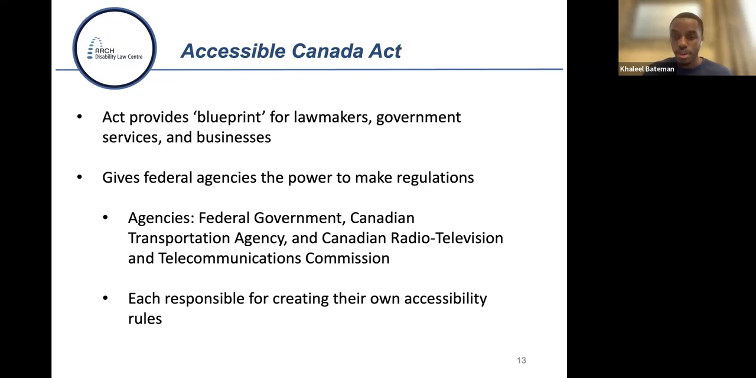There are actually 3 federal government agencies with the power to make regulations: the federal government itself, the Canadian Transport Agency, and the Canadian Radio, Television, and Telecommunications Commission. They are each responsible for creating their own accessibility rules. Now, these rules are geared towards accessibility plans mostly, in the effort to ensure that appropriate measures are being taken in these particular areas. We will get into a bit more of that later in the presentation.